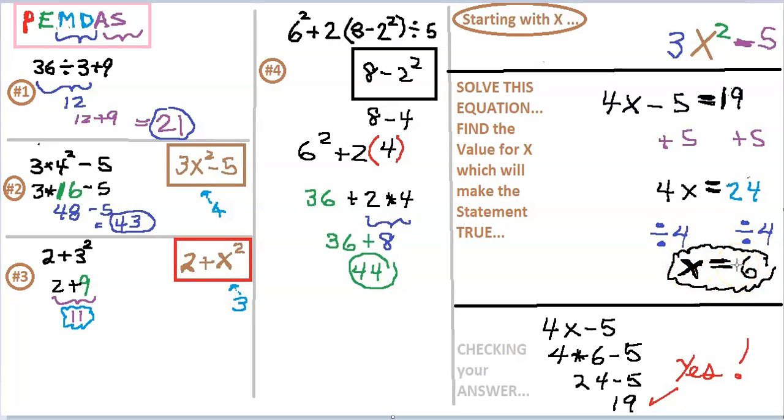We can check. Take the 6 and put it right back up where the x is. 4 times 6 minus 5. 4 times 6, 24, minus 5 is 19. That's good. That's the answer I wanted to get. We're looking for the x that would make the statement true.